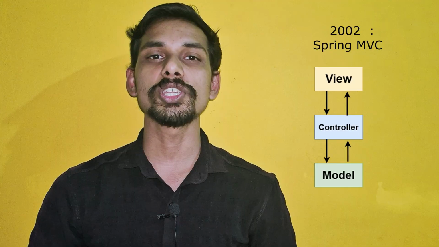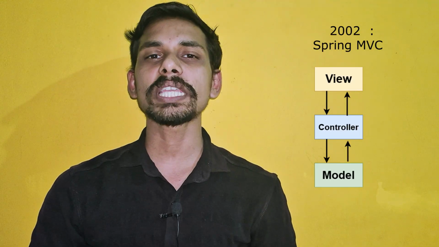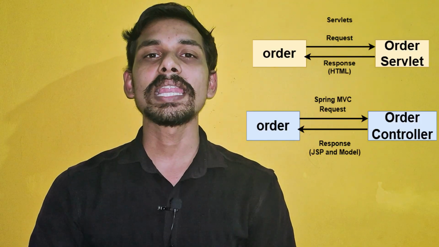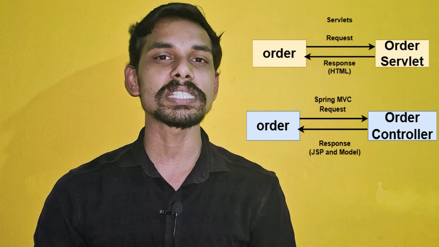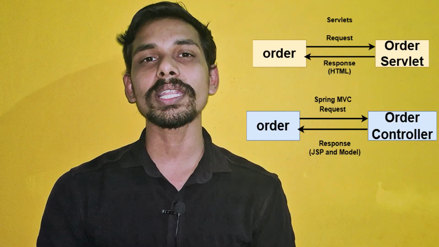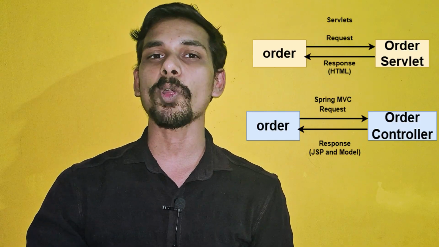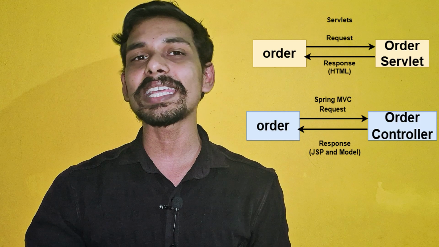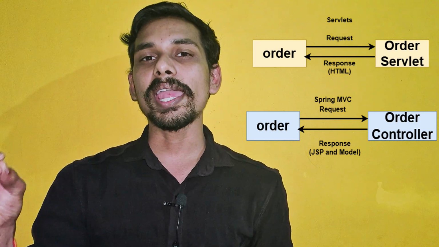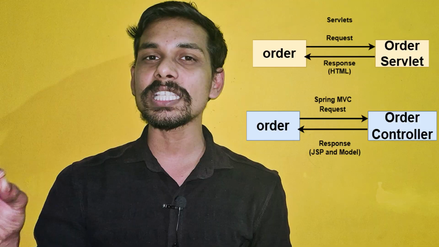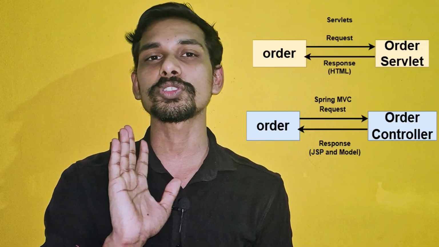To avoid the problems of the servlet technology, people came up with a solution called the Spring MVC framework. It was introduced around 2002. Here MVC means model, view, controller. I will use the same example which we discussed earlier. Let's assume that Amazon is using the Spring MVC framework. Whenever you place an order in Amazon, the order request will go to the order controller. The controller will process the data and set the data to the model. And this model and the JSP name will be sent back as a response.